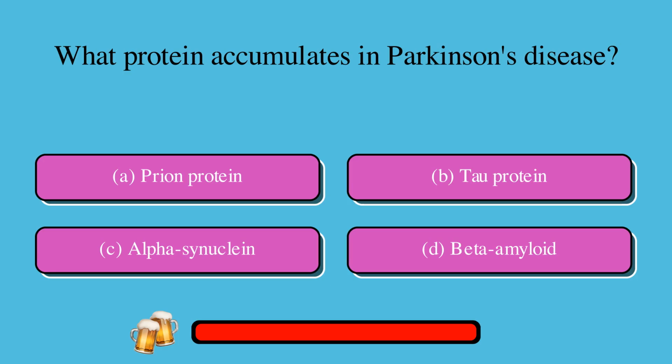What protein accumulates in Parkinson's disease? A. Prion protein, or B. Tau protein, or C. Alpha-synuclein, or D. Beta-amyloid. The correct answer is C. Alpha-synuclein.